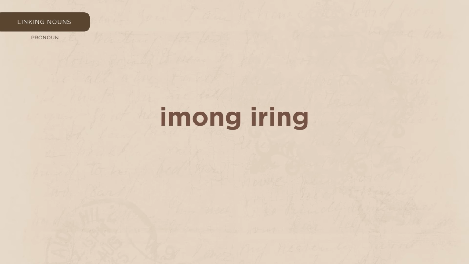Nouns can also be linked to possessive pronouns by our linker nga, creating a seamless way to convey ownership. Imong iring. Imo, or in English, your, our possessive pronoun here, is linked by the linker nga to the noun iring, our cat. Imong iring, your cat. As you can see here, our linker nga was contracted to ng. That's because the preceding word, which in this case is imo, ends with a vowel. Again, you could contract the nga linker to ng if the preceding word ends in a vowel.